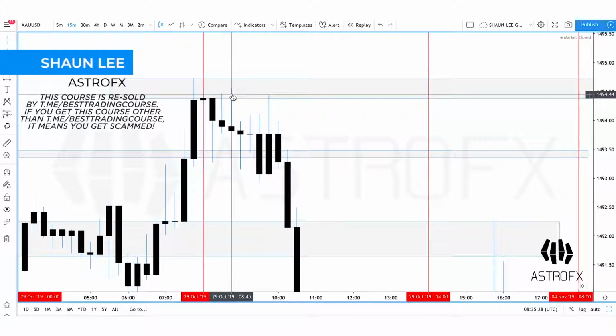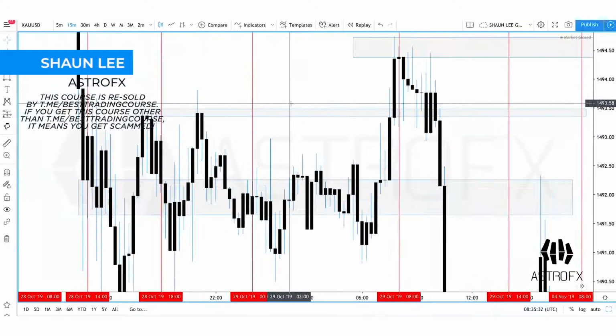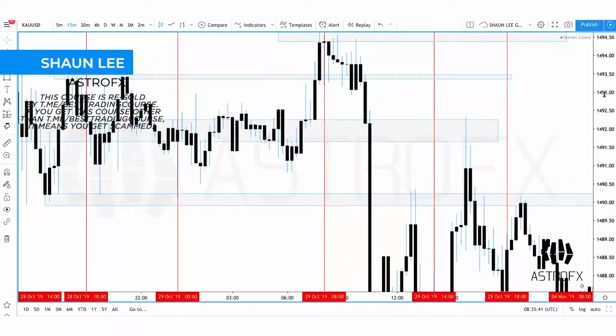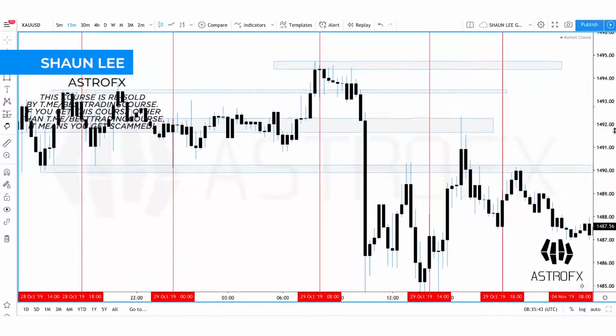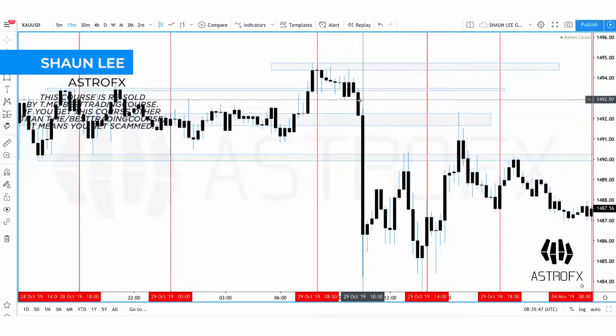London respects it 1, 2, 3 times. Then London breaks through the US session highs, as you can see here. We have a bit of consolidation going on. We break down, and then the market absolutely bolts to the downside. Okay, melts. We have this huge sell-off, and it's quite easy to spot.